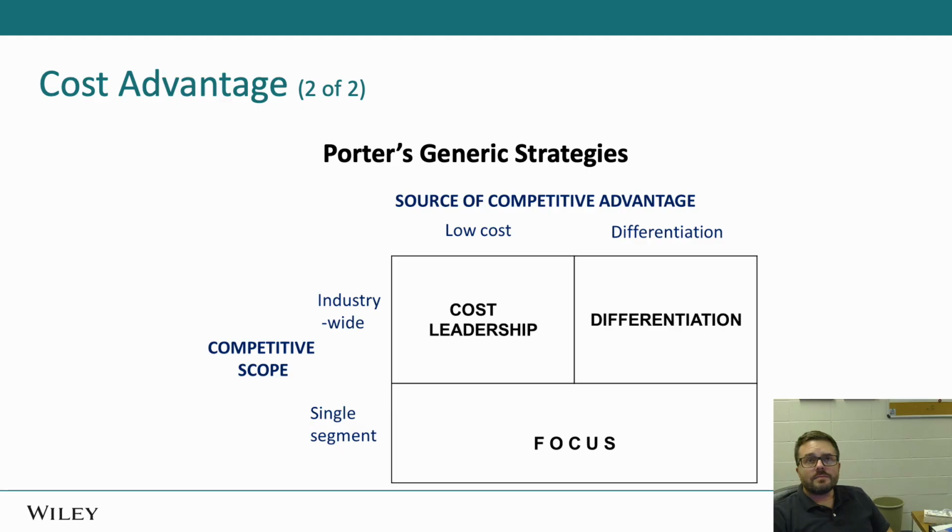Let's see, if you think about iPhones, that's a differentiated product. They cost more because customers will pay more for their features, but they're really targeting the whole smartphone market. Apple doesn't just target a particular age group or demographic or even geography. And so that would be industry-wide, or what we call broad differentiation.